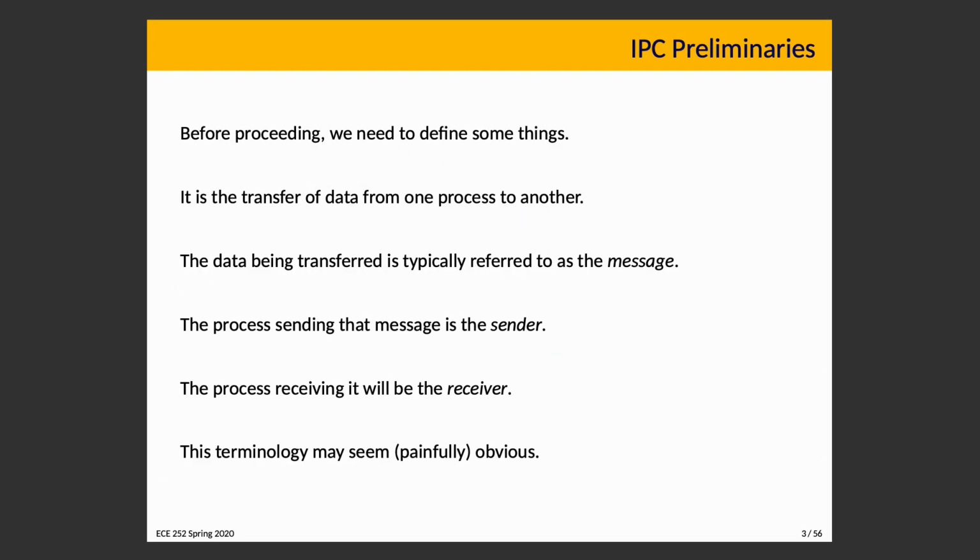So before we proceed, I have to give you some definitions, painful as they are, brutally obvious as they are. When we are talking about interprocess communication, it is the transfer of data. Data is just information, ones and zeros, from one process to another. It is not necessarily the case that the data being transferred is a large amount of text or anything like that. Sometimes the information being passed is just notification that a thing has happened. And that may be sufficient.